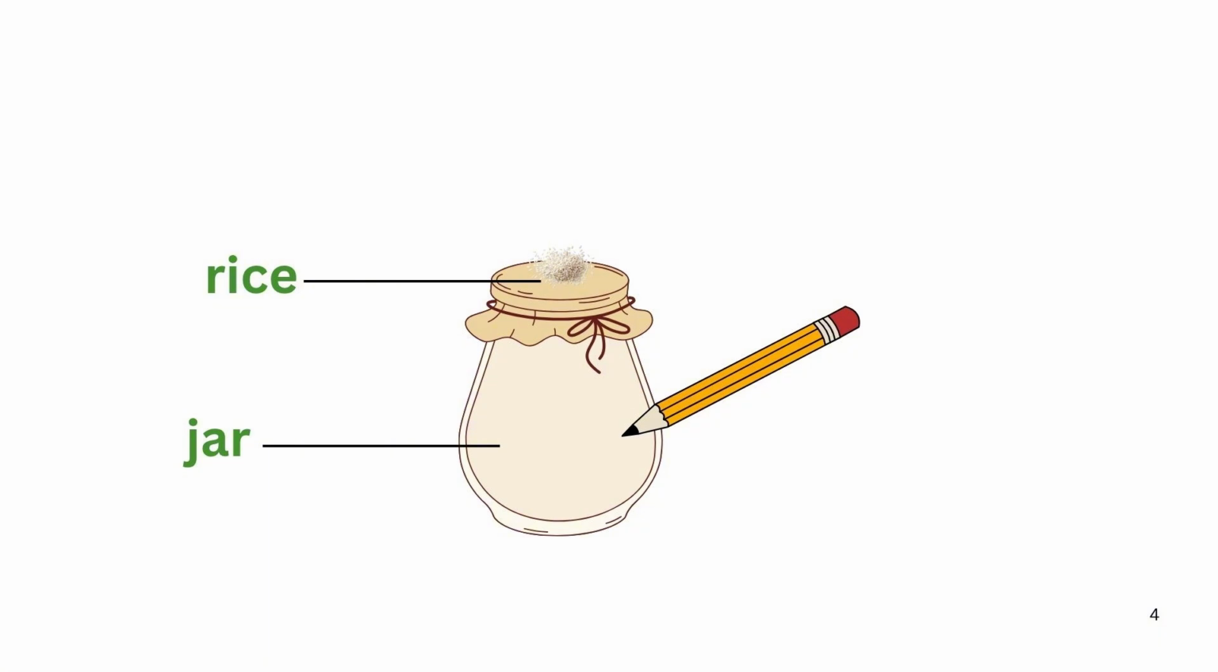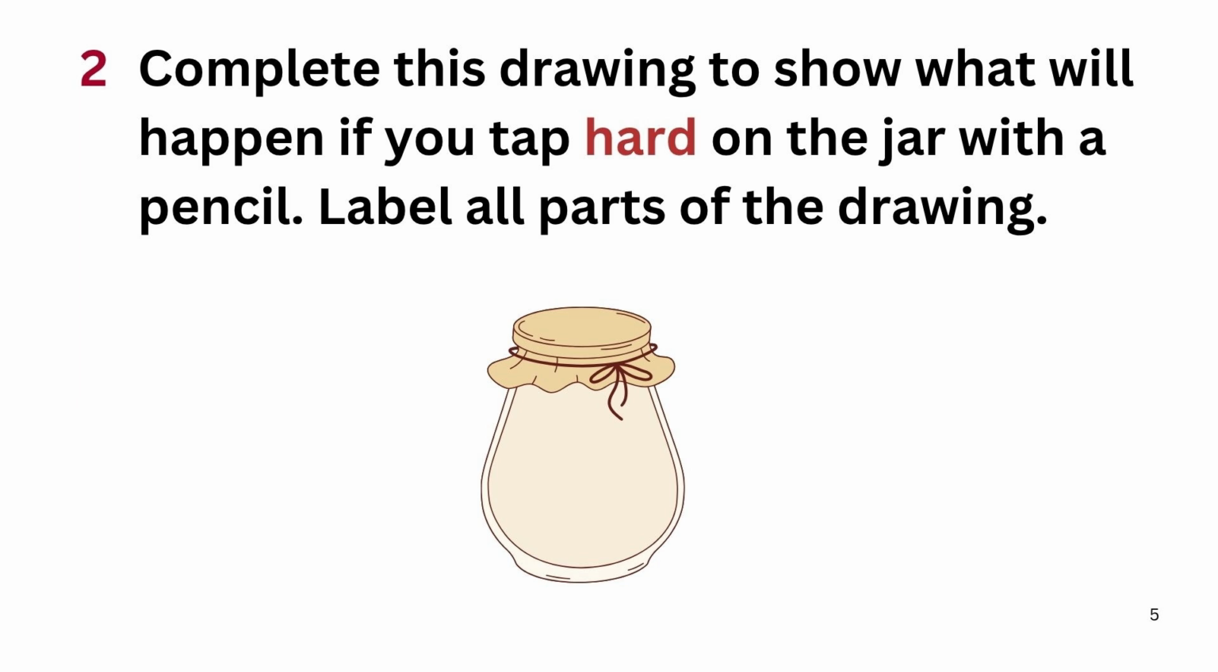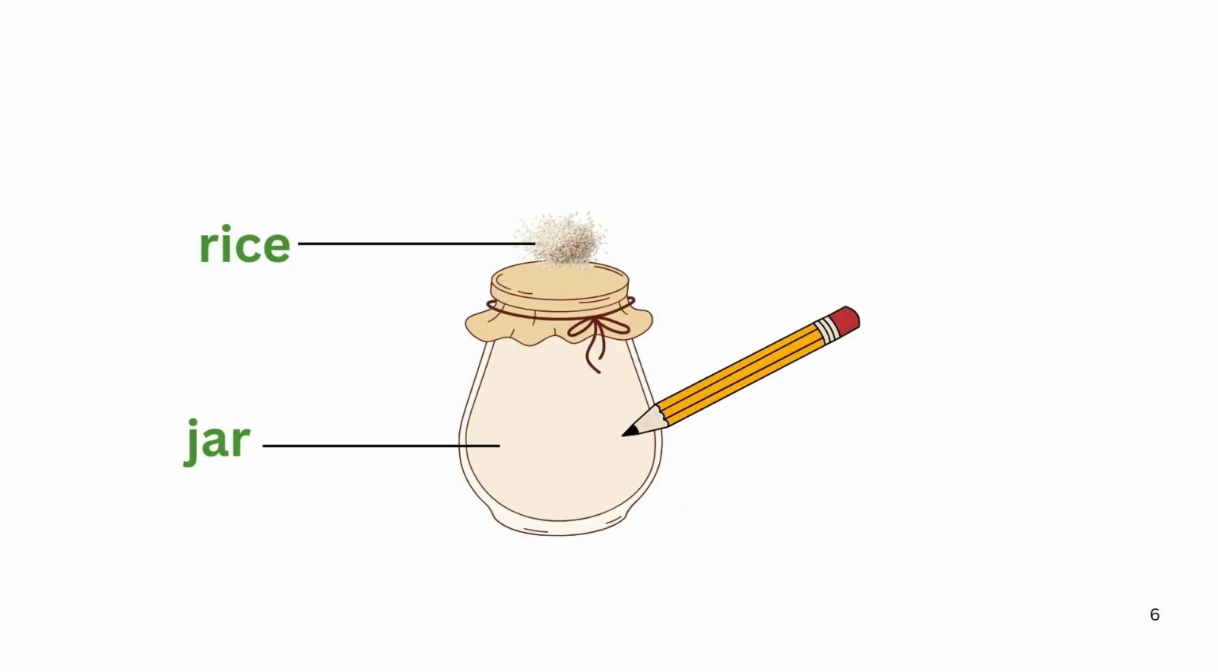So, if we tap gently on the jar with a pencil, the rice grains only move or jump a little bit because there is less energy being transferred. Question number 2. Complete this drawing to show what will happen if you tap hard on the jar with a pencil. Label all parts of the drawing. So here, if we tap hard on the jar with a pencil, the rice grains jump much higher and scatter further because more energy is moving through the jar and the cover.